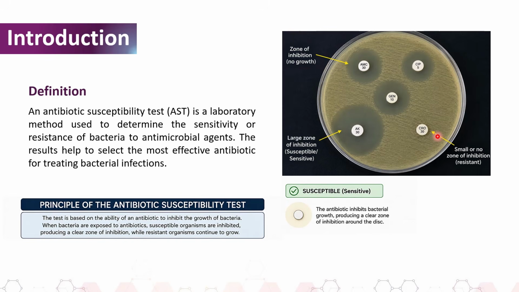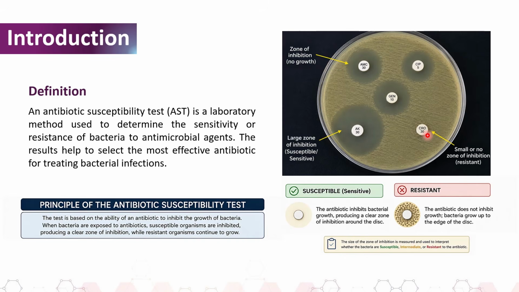In the AST test, the result susceptible or sensitive means that the antibiotic has the ability to inhibit the bacterial growth to produce a clear zone of inhibition around the disc as shown here. And the result resistant means that the antibiotic does not have the ability to inhibit the bacterial growth, and as a result small or no zone of inhibition is produced as shown over here. In AST, the size of the zone of inhibition is measured and used to interpret whether the bacteria are susceptible, intermediate, or resistant to the antibiotic used.